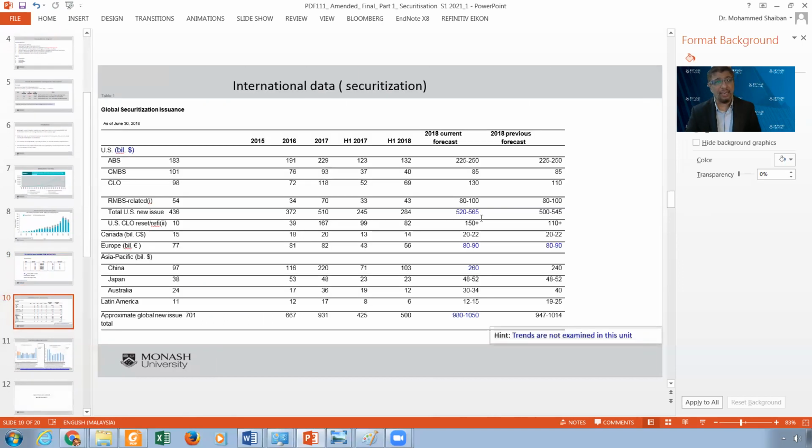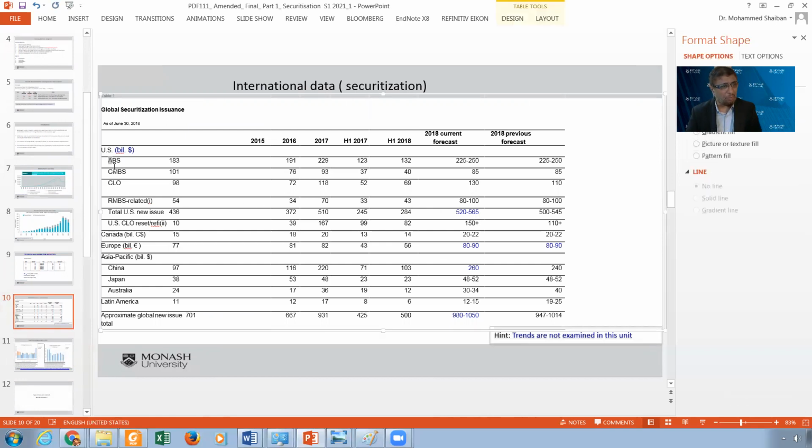This is international data, and don't worry about all these numbers and names. These are the names of the vehicles. They have ABS, CMBS, CLO, so many different names. But as you can see, Australia is just from 12 to 15. This is up to 2018. But the big one, we are talking about billions.